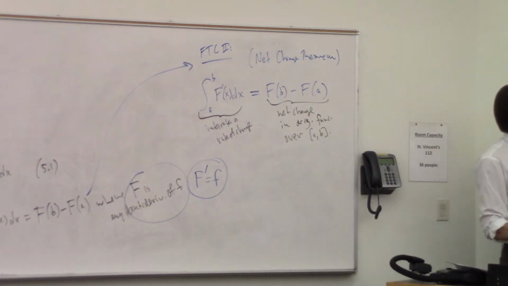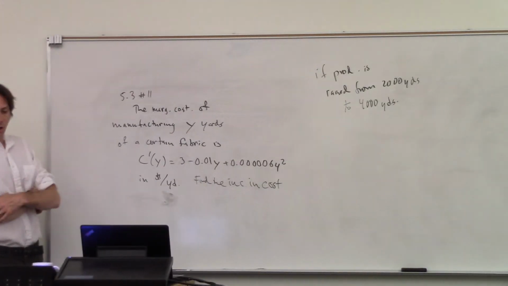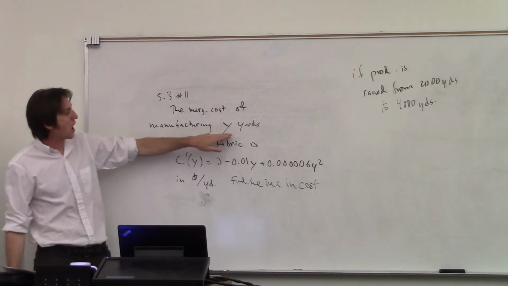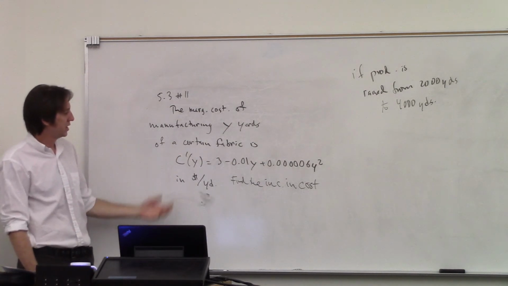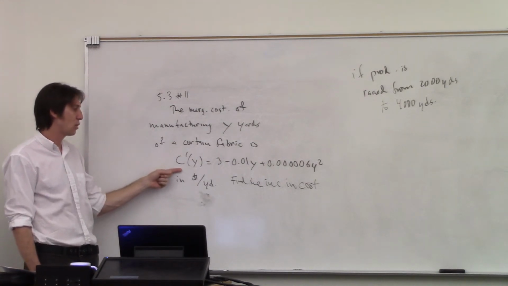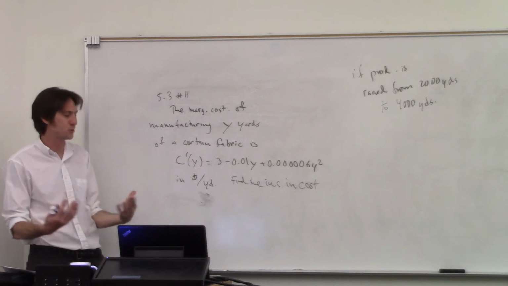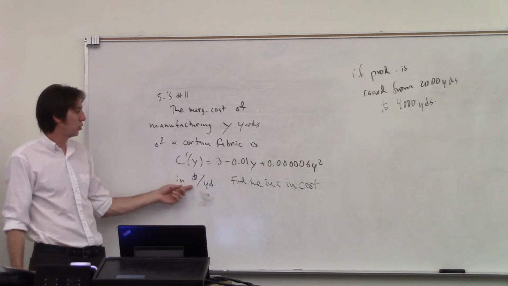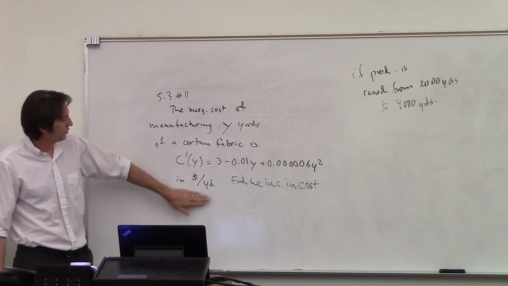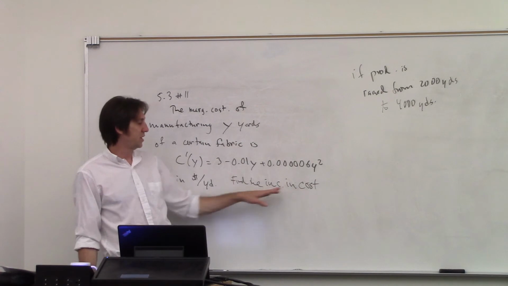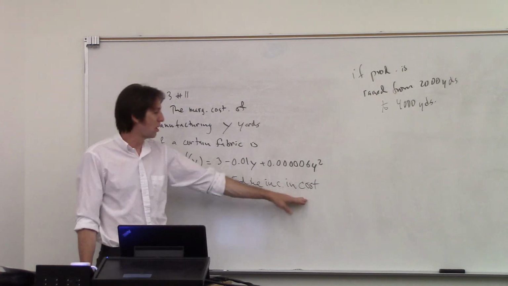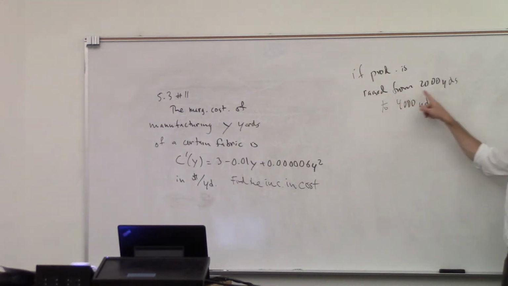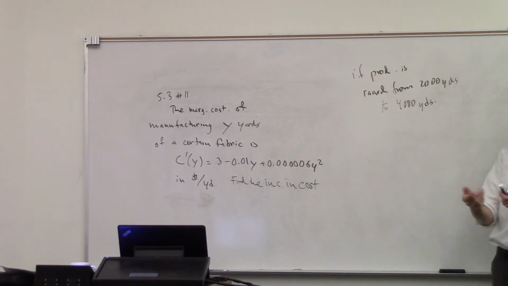This first example is 5.3, number 11. We're told here that the marginal cost of manufacturing y yards of a certain fabric is given by this quadratic function, C prime of y. C prime, we know that that's marginal cost. The units for marginal cost, like we're used to, are dollars per yard. And then I'm supposed to try to figure out how much the cost increases. Find the increase in cost, actual cost, if the production level is raised from 2,000 yards to 4,000 yards.